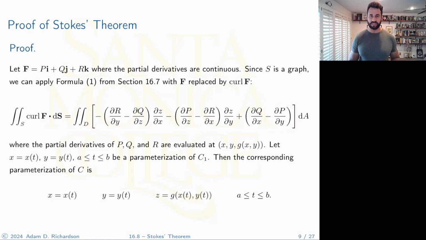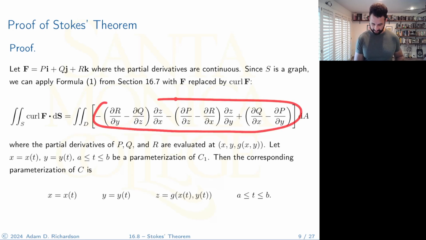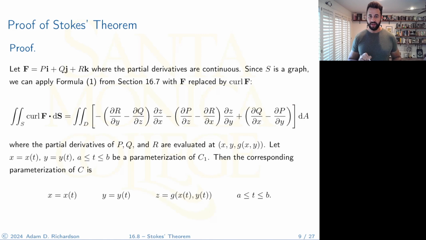The only difference is in that formula, f is just f, and we're going to treat our vector field as curl of f. Remember, curl of f is also a vector field, so it is valid to do this. And also because our function is just the graph of the function of x and y. So that's what this formula is right here. There we go. Now what we're going to do is parameterize our boundary curve C1.